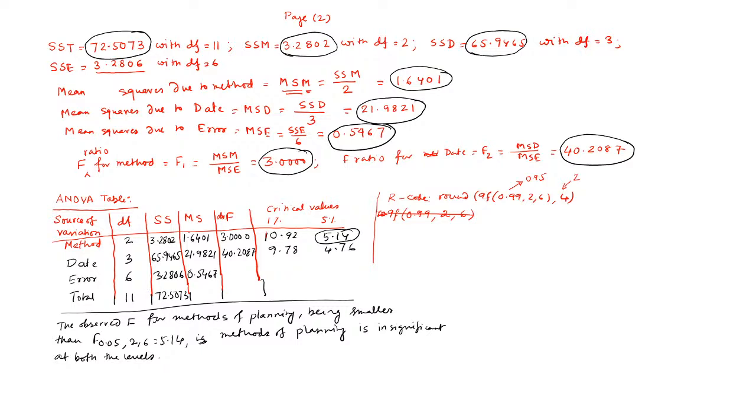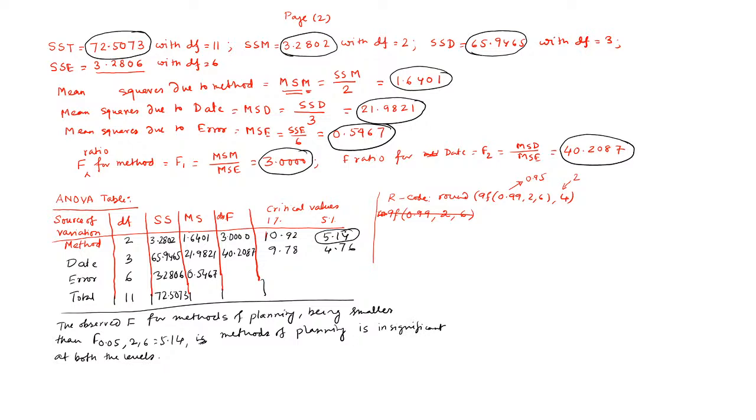If the observed F is smaller than the 5% level, it is obvious that the observed F should be smaller than the critical value at 1%. That's why I write this: methods of planning is insignificant, because the observed F for methods of planning is smaller than the critical value at 5% level. This implies methods of planning is insignificant at both the levels. Both the levels means 1% and 5%.